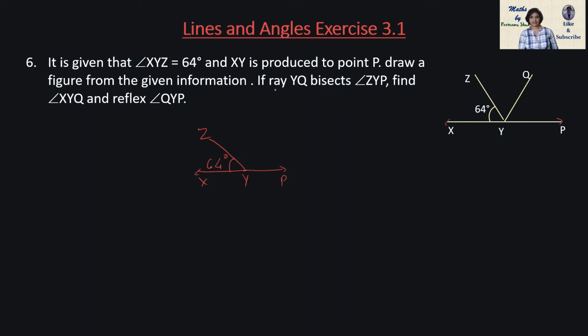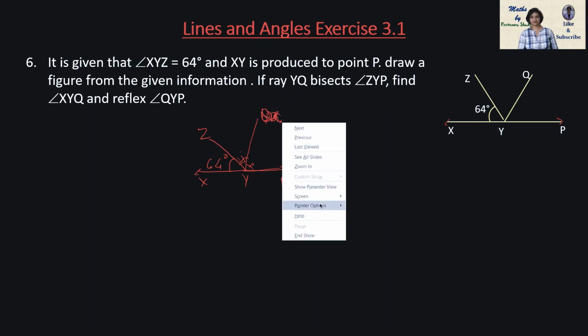So here, if ray YQ bisects angle ZYP, where is ZYP? This is the angle, and YQ is bisecting it, meaning this angle will be equal to this angle, right? Bisecting means you are making it two equal parts. So these two angles will be equal when YQ bisects it. Sorry, this is the Q. Okay, so I'm erasing it, no problem.